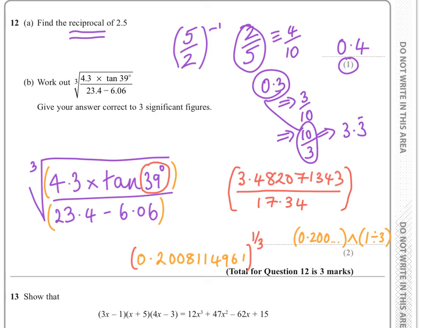So my calculator, having done that correctly, gives me 0.5855934233. We want it to 3 significant figures, so we're going to have 0.586 to 3 SF.